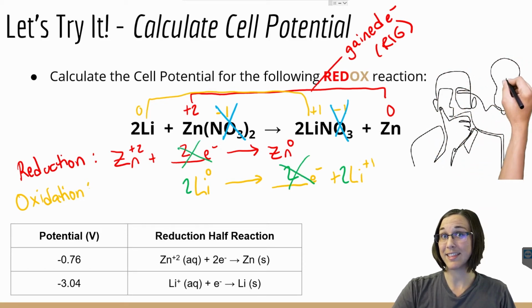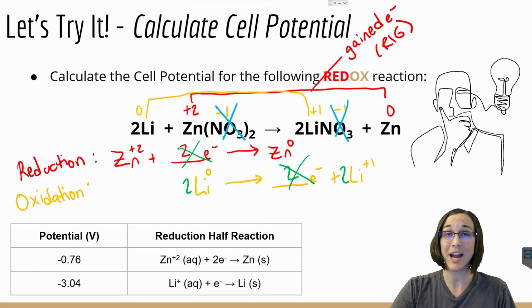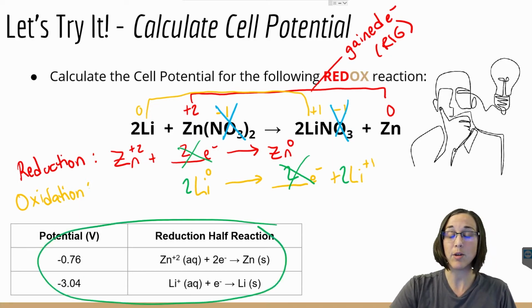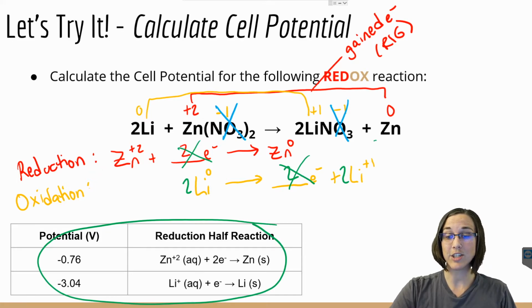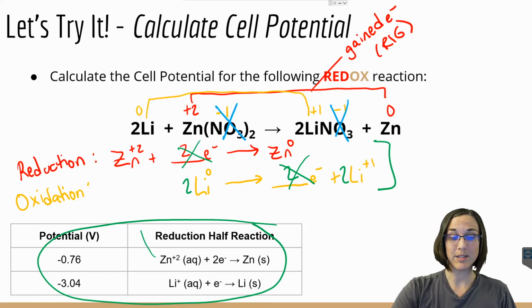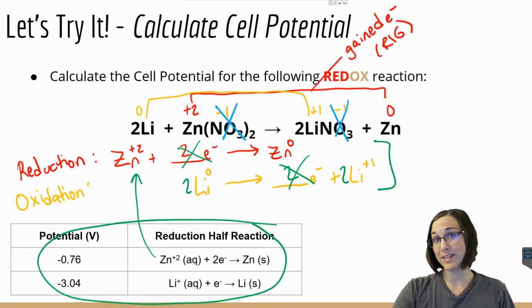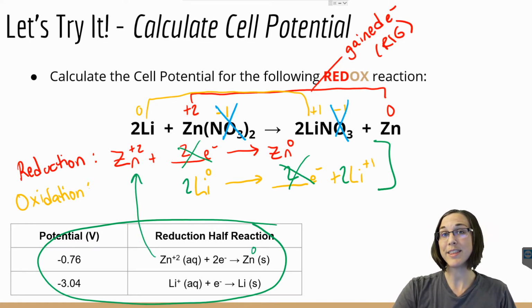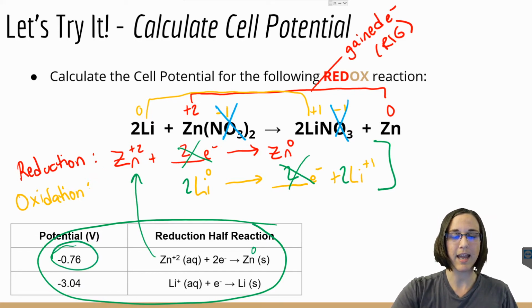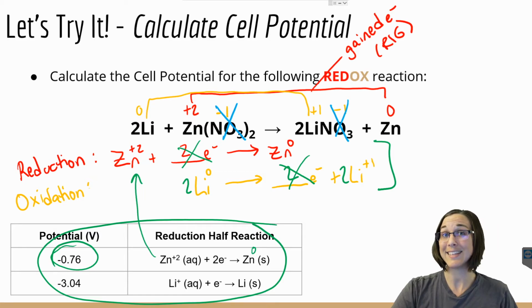Now let's take a look at the cell potential voltage, which I gave you here in the table, but you would need to look up online or in the back of your textbook. We're going to follow the reaction as written. So what we see is the zinc plus 2 electrons going to zinc 0 charge is written the same way we have written our half reaction.